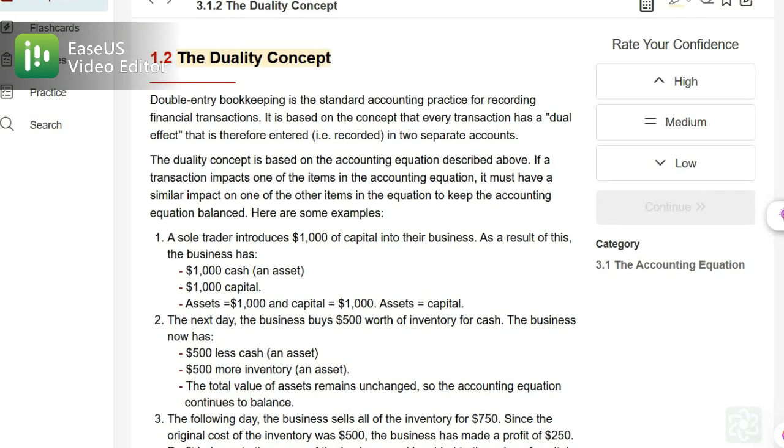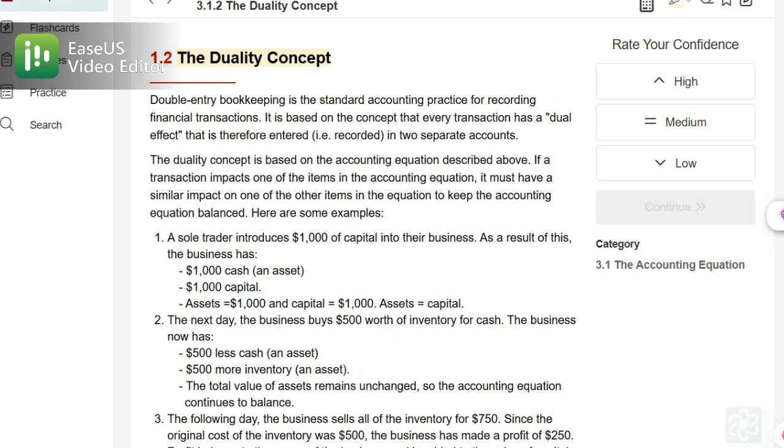Now, why is it important? Without duality, records would be incomplete. Duality ensures that assets, liabilities, and capital always stay in balance, and profit and loss are correctly shown. So the owner and outsiders, like banks or suppliers, can trust the accounts and how they work.